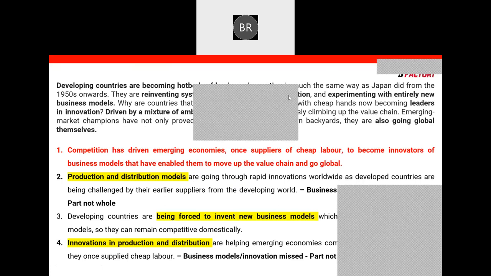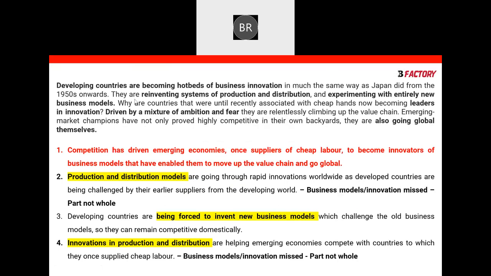Look at this, everyone. While reading, developing countries are becoming hotbeds of business innovation. Well, what are we talking about? We're talking about developing countries becoming hotbeds of business innovation. How? Reinventing production distribution systems, trying new business models, earlier sources of labor, but now becoming leaders in innovation. Driven by a mixture of ambition and fear, they keep climbing. They have become competitive, not just in their own backyards, but also going global themselves, right?